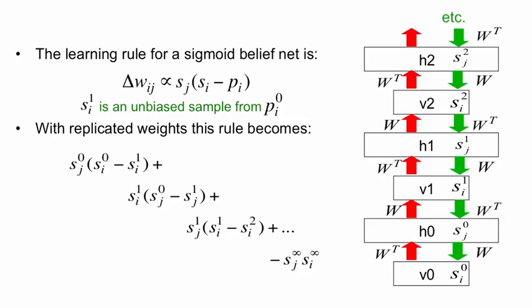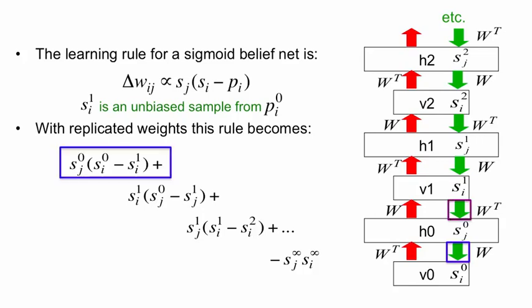So we end up with a learning rule that looks like this, because since we have replicated weights, each of those lines is the term in the learning rule that comes from one of those green weight matrices. For the first green weight matrix here, the learning rule is the presynaptic state, Sj0, times the difference between the postsynaptic state, Si0, and the probability that the binary states in H0 would turn on Si, which we could call Pi0, but a sample with that probability is Si1.